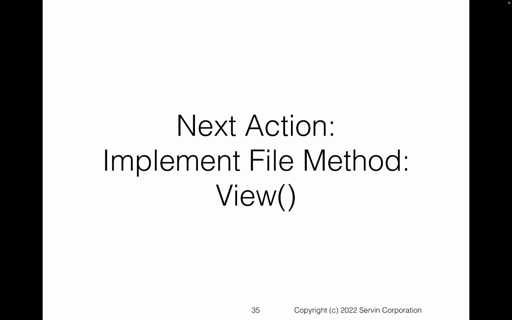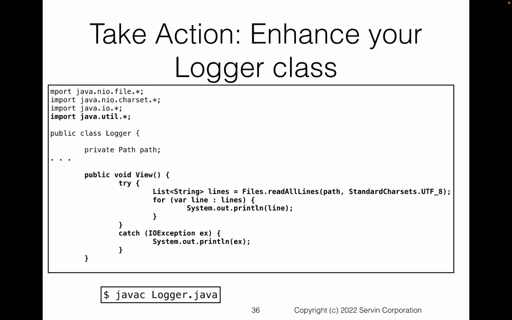Alright, in the previous video we got up to this particular action where the next action was to implement the file method, the view, so you could view the contents of the file. So here we're going to take the action to enhance your logger class. Notice we're going to add an additional import, the java.util.star. So we'll need that because we're going to access a list that's inside of there.